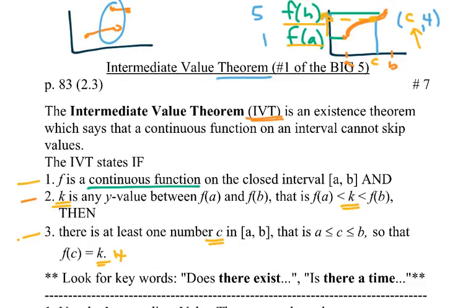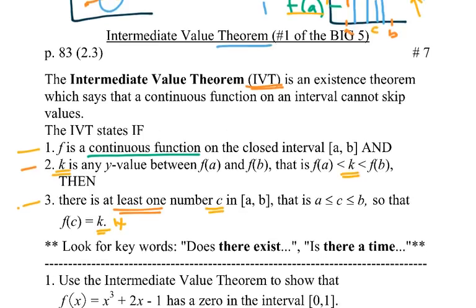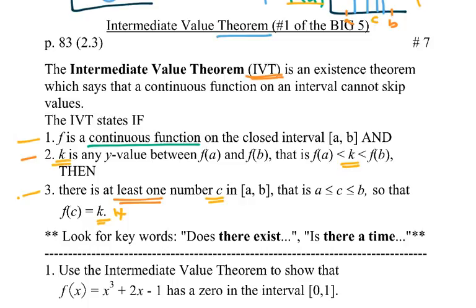Why do they say at least one? Well, you could imagine a function that maybe does something like this, goes up and down like that. And so for your y value of 4, there could be 1, 2, 3 places, 3 x values, where the value of the function is 4. Alright, so that's kind of the definition of IVT.